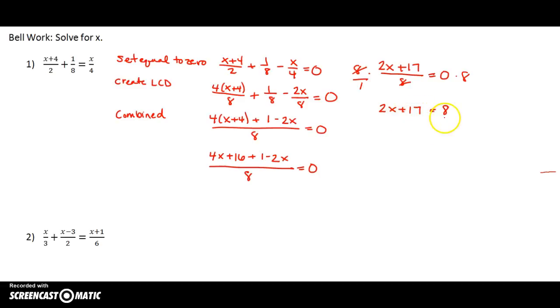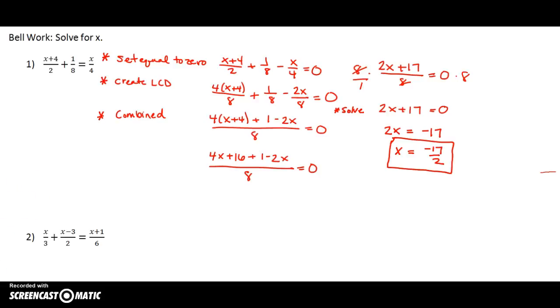0 times 8 is 0, and subtract 17, so 2x equals negative 17. Divide both sides by 2, so x equals negative 17 over 2. So the one method that I'm showing you here first is: set your equation equal to 0, create an LCD, combine all like terms, and then the last step is to solve using your algebra rules.